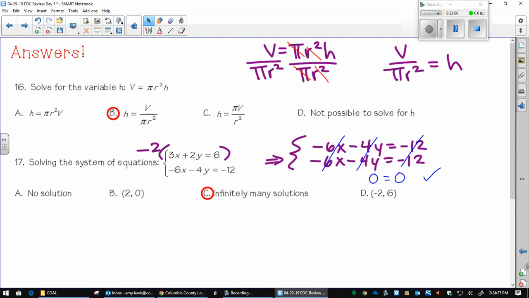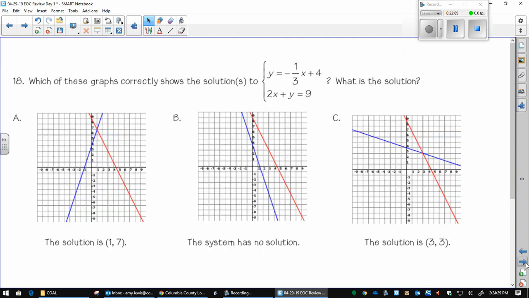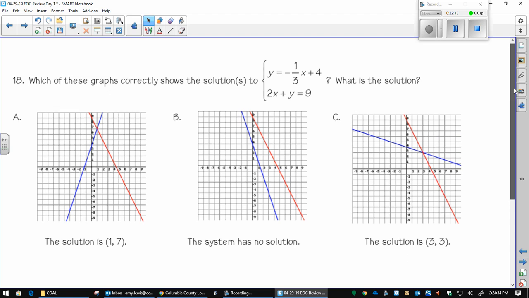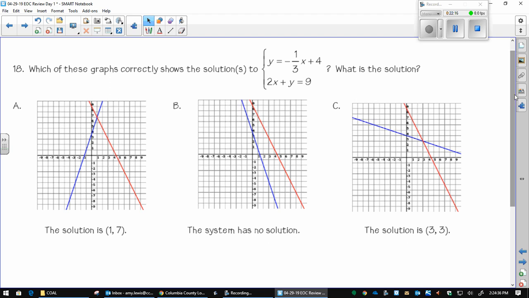Okay, number 18. Which of these graphs correctly shows the solutions to these two different linear equations, and what is the solution? Well, the first thing that we have to do is get both of these in the form of y equals mx plus b. So for this second equation here, I've got to subtract 2x from both sides, and that leaves me with y equals negative 2x plus 9.